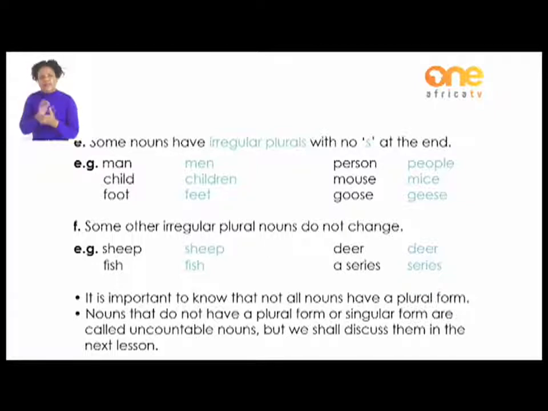Some other irregular plurals do not change. For example, sheep remain sheep. We don't add an S to that. Fish, fish. One deer, two deer. A series, series. It is important to know that not all nouns have plural forms. Nouns that do not have a plural form or singular form are called uncountable nouns. But we shall discuss them in the next lesson.